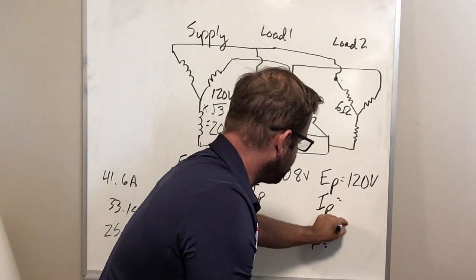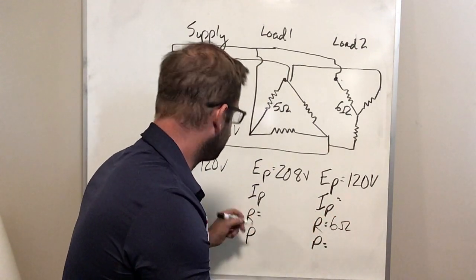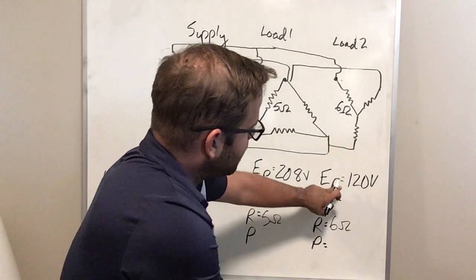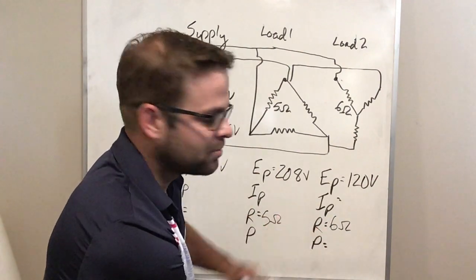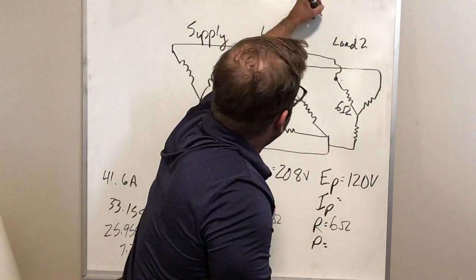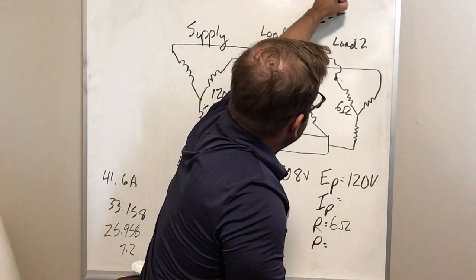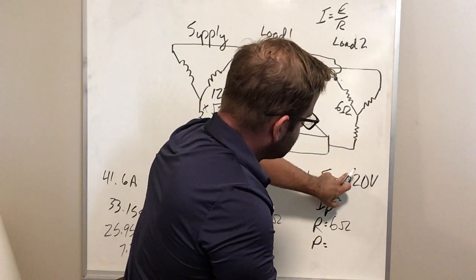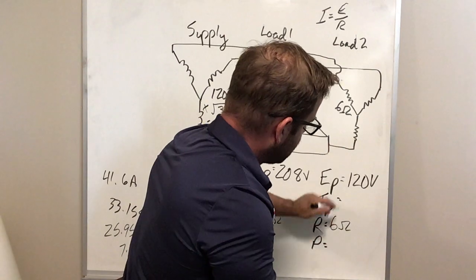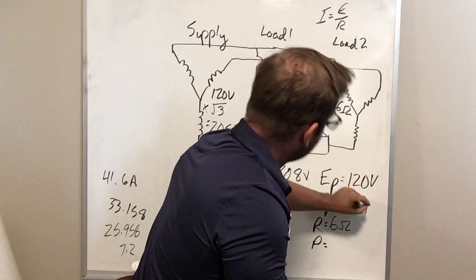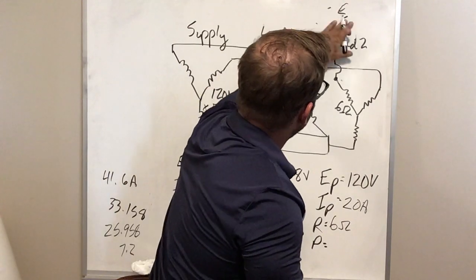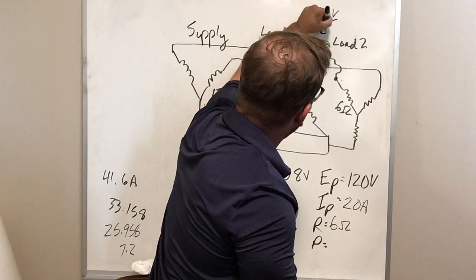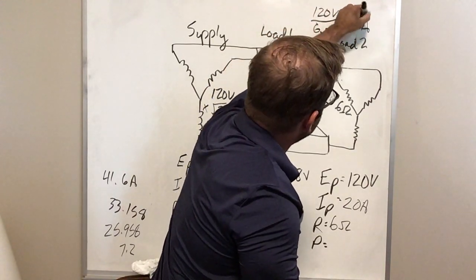We have a resistive value of 6 ohms in load number 2 and 5 ohms in load number 1. If we look at 120 volts and 6 ohms and use Ohm's law and look at the current as being E divided by R, we take our 120 volts divided by 6, and that gives us an answer of 20 amps. So 120 volts divided by 6 ohms is 20 amps.